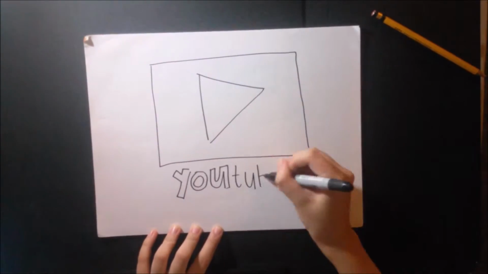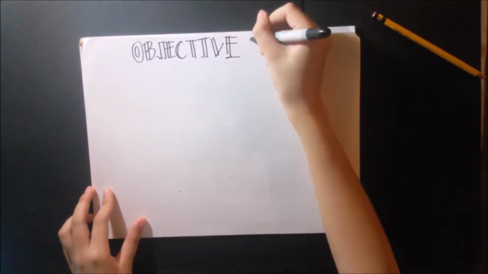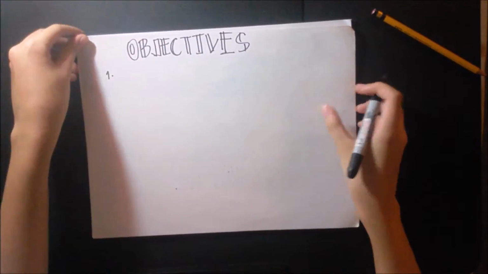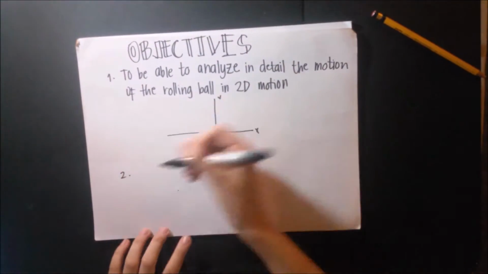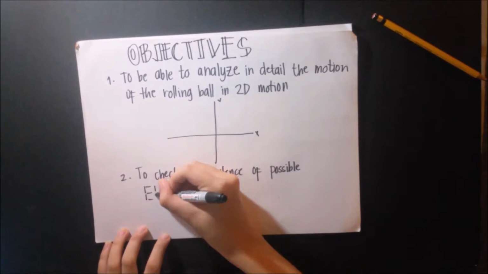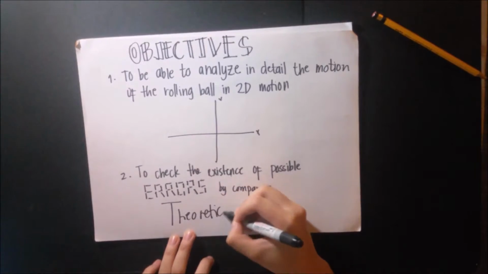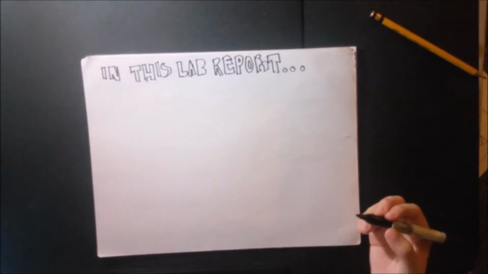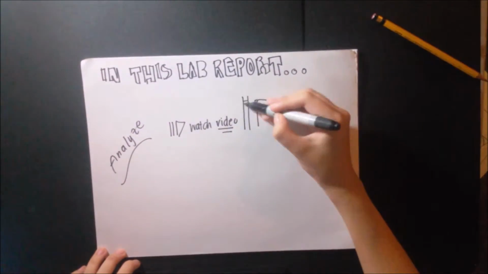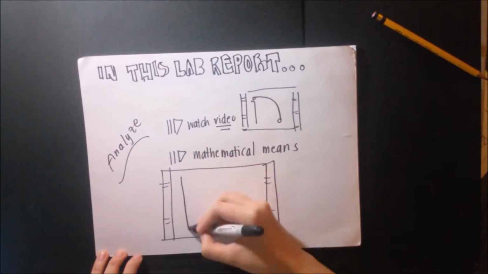In this video-based laboratory report, there are objectives that the researchers set for themselves. These objectives include to be able to analyze in detail the motion of the rolling ball in two-dimensional motion, and to check the existence of possible systematic errors by comparing the theoretical computation and the actual result. In this laboratory report, the group of researchers analyzed motion in two-dimensional motion by watching the video and analyzed the motion by mathematical means. A video is to be the output of this research.